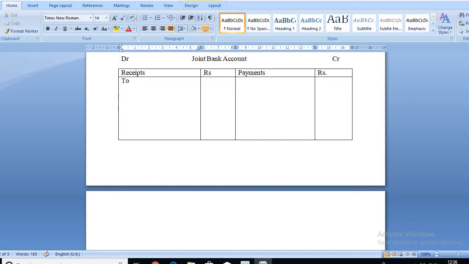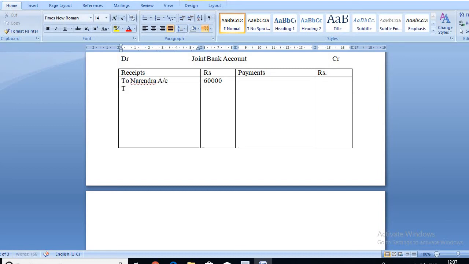Who are contributing? One is Narendra. To Narendra. How much did Narendra contribute? Narendra contributed 60,000. And next Surendra. To Surendra. Surendra contributed how much? 80,000. The first transaction is over.